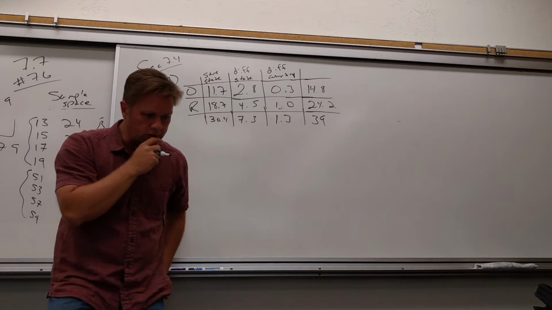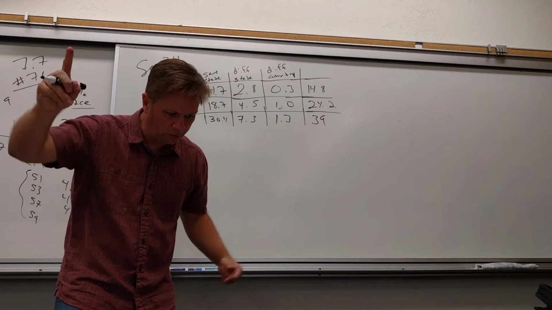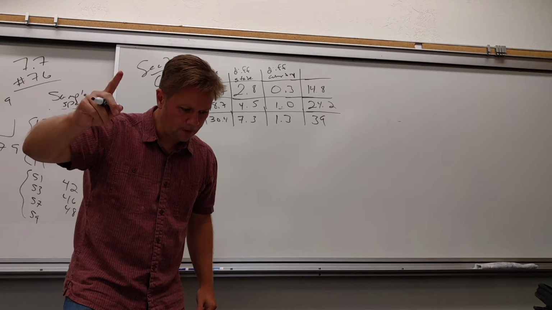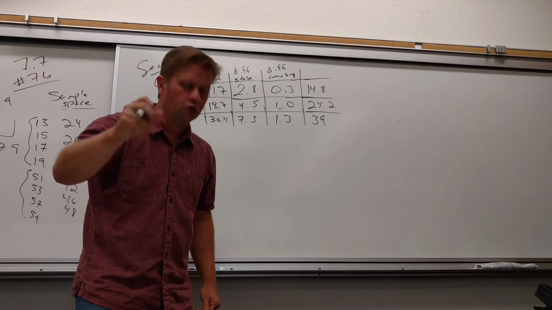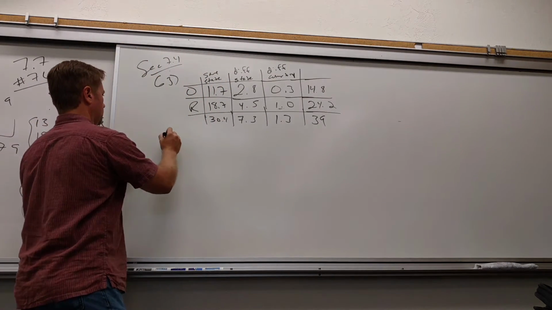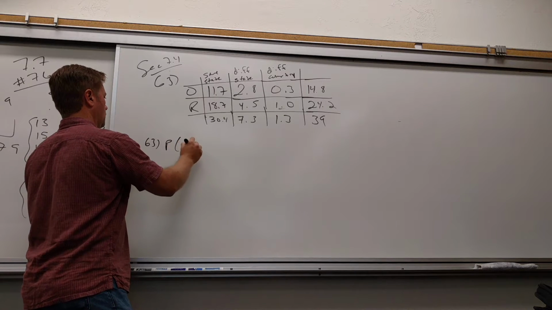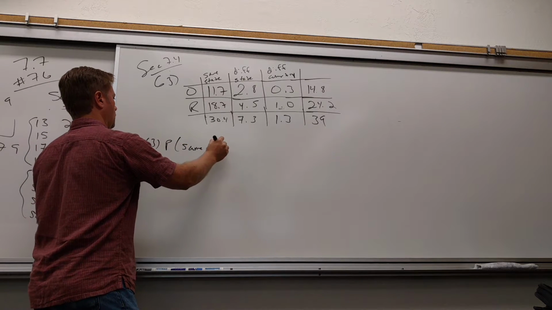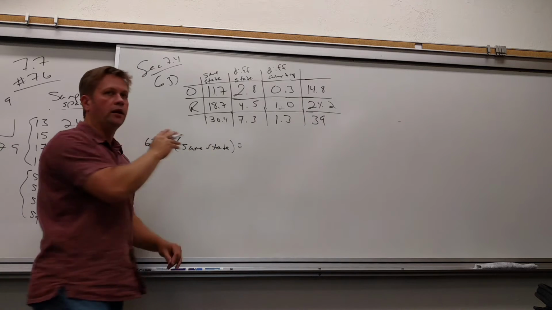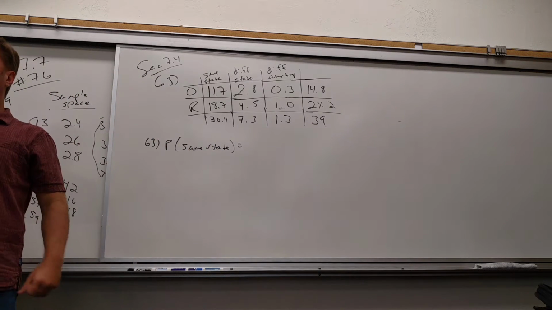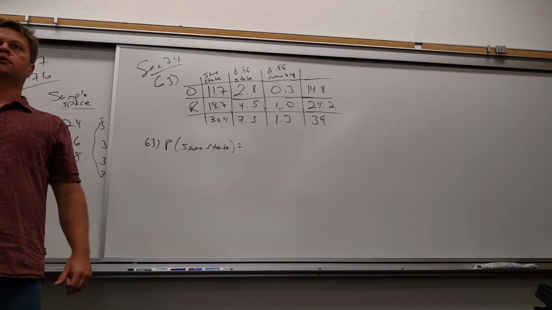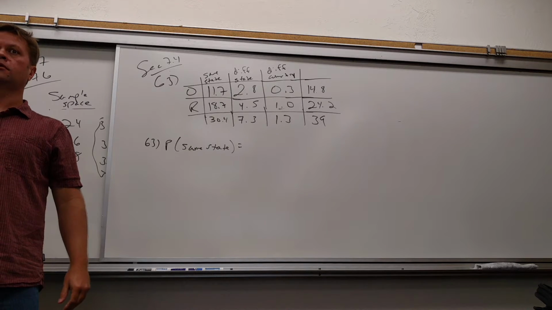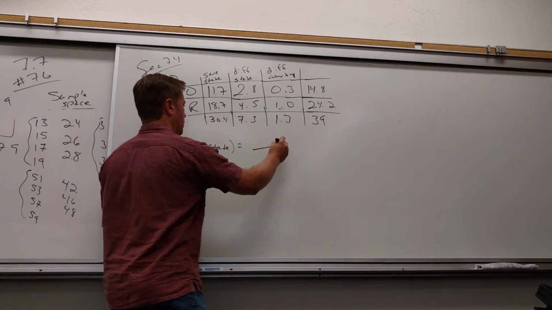So this question says, if I pick one person at random, what's the probability I pick somebody who moved within the same state? So do I know anything about the person? Have they given me any information? No. So what's going to be on the bottom? 39. It's going to still be everybody.